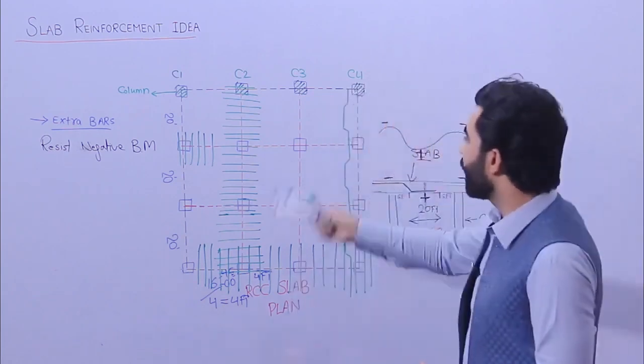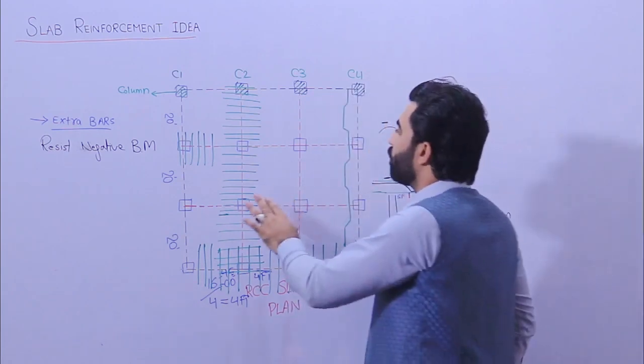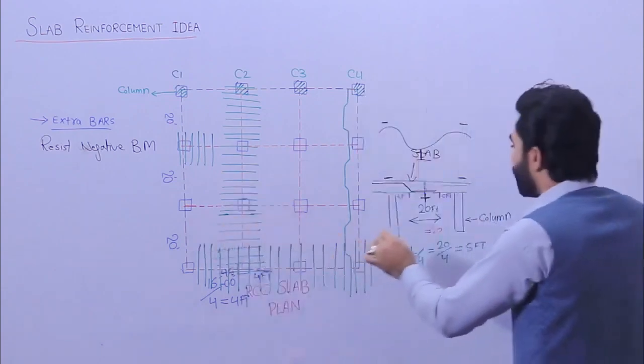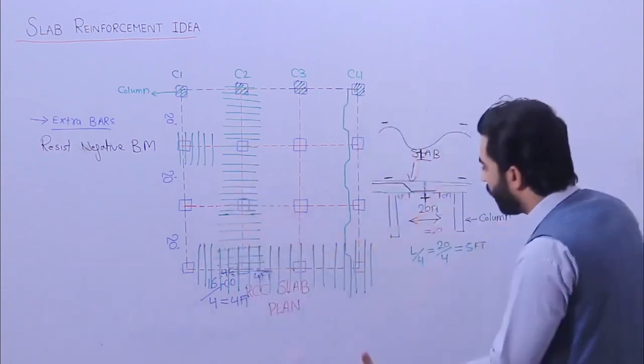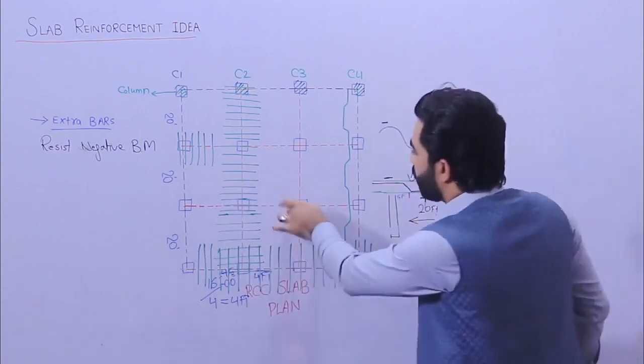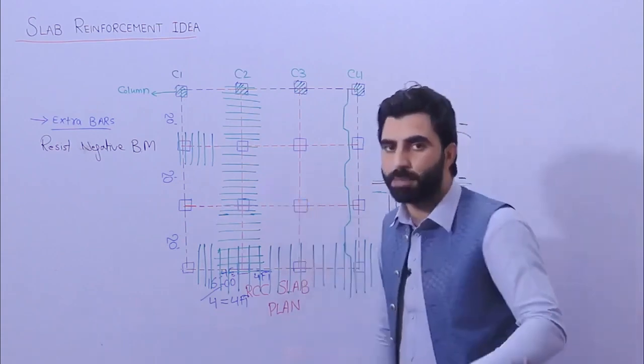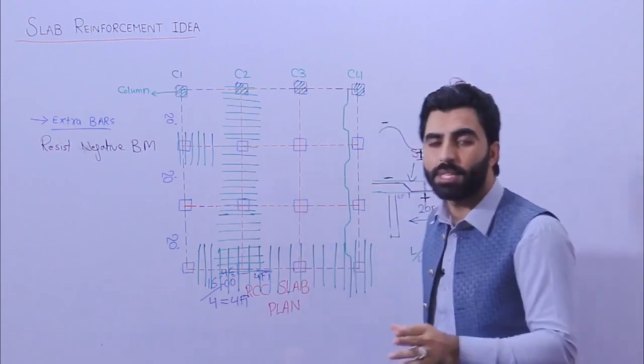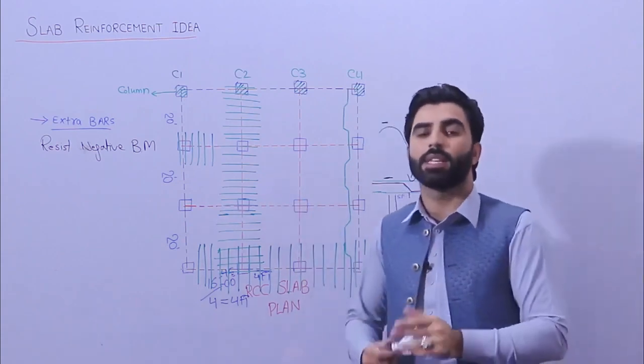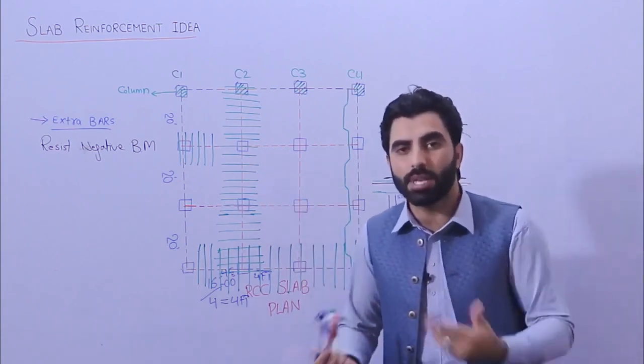Okay, so these are extra steel rods. Extra steel rods should be provided at the distance of L by 4. So where we have L by 4, we have RCC columns. So columns are supports, and negative bending moments are at the place of support. So what are supports? Supports.